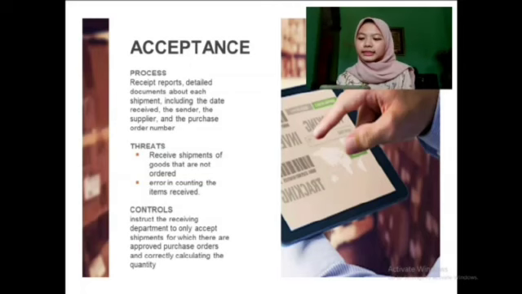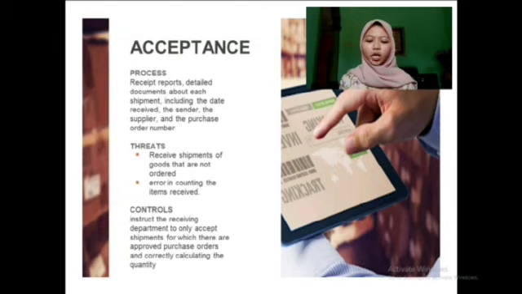Acceptance process. Receiving report, a detailed document about each shipment, including the date received, the sender, the supplier, and the purchase order number. For each item received, it shows the item number, description, unit of measure, and quantity. The receiving report also contains space to identify the people who receive and inspect the goods as well as for comments about the quality of the item received.